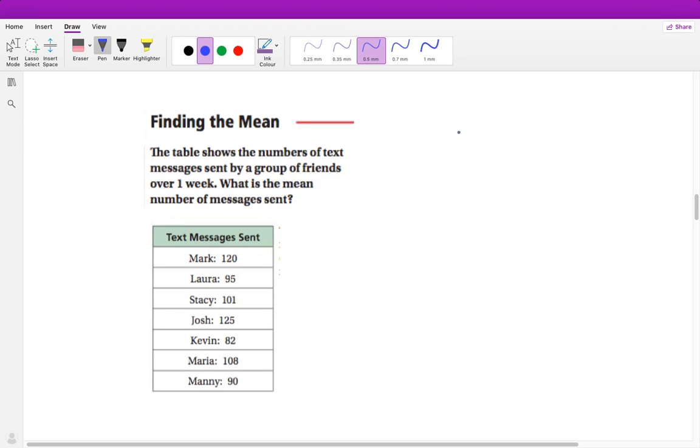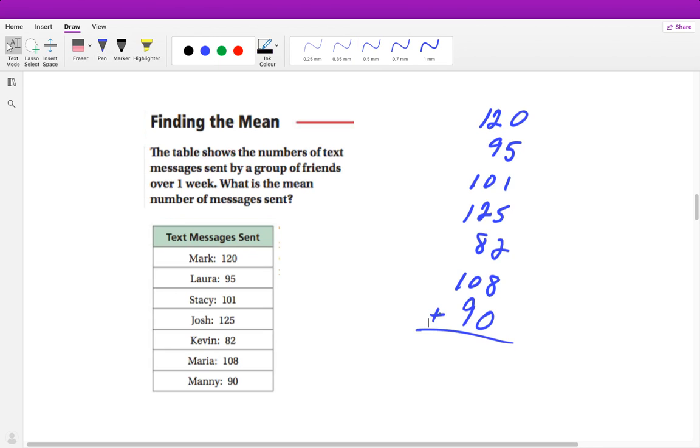All right, so what we do first is we add up all the text messages that we have. So 120 plus 95 plus 101 plus 125 plus 82 plus 108 plus 90. For this, you guys are allowed to use a calculator. We've already done a lot of assessments on your calculations and multiplications and adding. You can use a calculator during this section as well, since we're going to be dealing with larger numbers, just to make it go by a little bit quicker. So when we add all these up, all of these friends sent a total of 721 text messages.